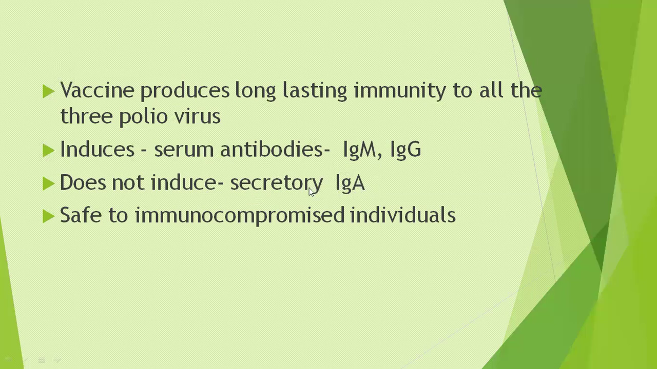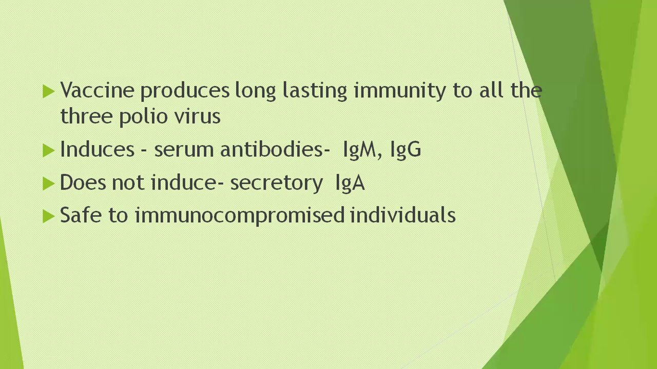IgA antibody is not produced. So what is the main advantage of this vaccine? It can be given to immunocompromised individuals, meaning those who have less immunity. For them, we can give this IPV because it is safer. In case of pregnancy and old age also, we can give it.